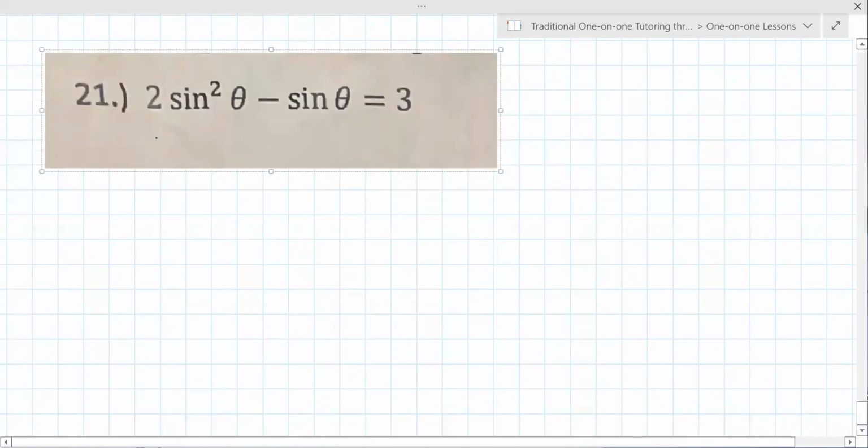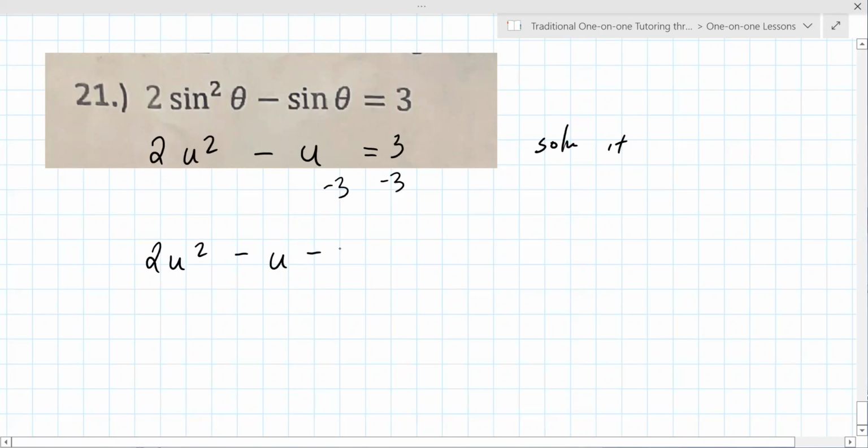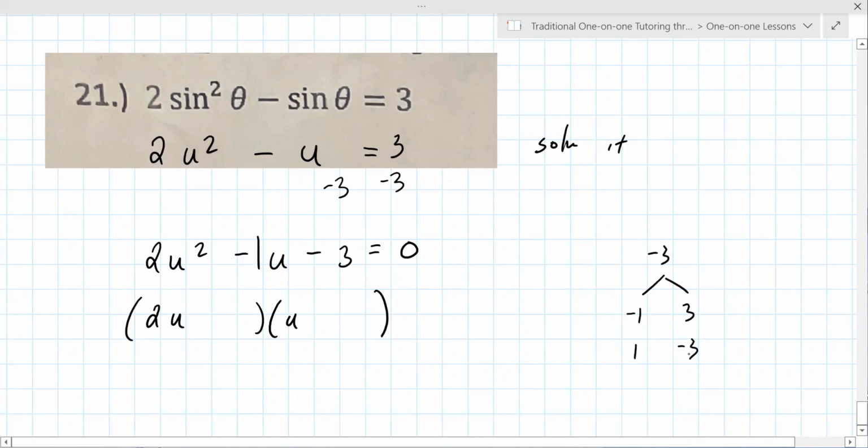Like if you were to look at this as 2u squared minus u equals 3, and I asked you to solve it, you would remember at some point that if you subtract 3 from both sides, you can now factor this. There's a couple of ways to do it. We're just going to use the guess and check approach here. You're trying to figure out what do I multiply 2u and u by so that I get -1 in the middle? The answers are either -1 and 3 or 1 and -3.